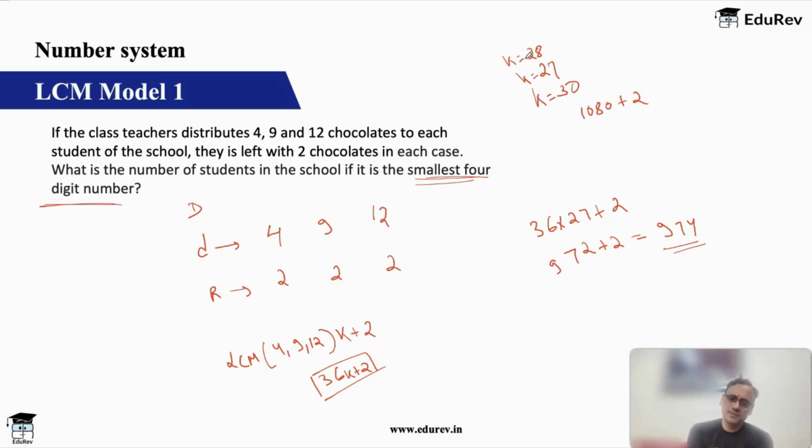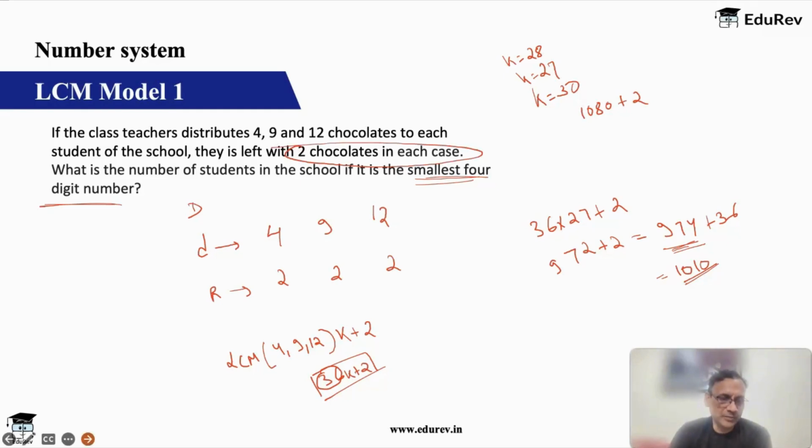So k should not be 27, but 28. Because for every increase in k the value increases by 36, I can just add 36 to this. So my answer is going to be 1010, the smallest 4-digit number, which you get at k equal to 28. That is the answer for this question. This is LCM model 1, and you identify this model because 2 chocolates are left in each case.